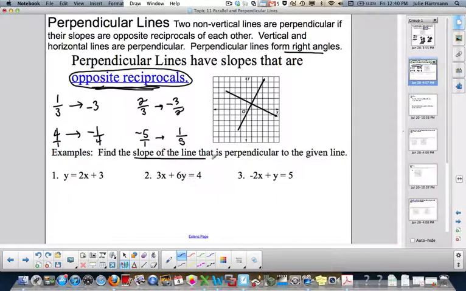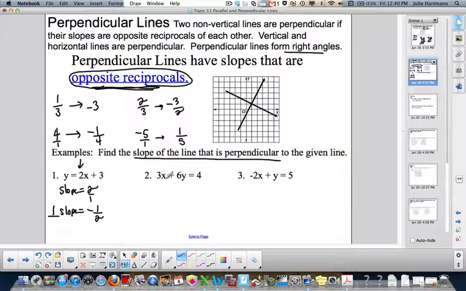So when we find the slope of a line that's perpendicular, we find the slope of the given line, and then we take the opposite reciprocal to get the perpendicular slope. So this first one, already in the form y equals mx plus b, our slope is 2. So our perpendicular slope, remember that's 2/1, so it's 1/2, positive becomes negative.